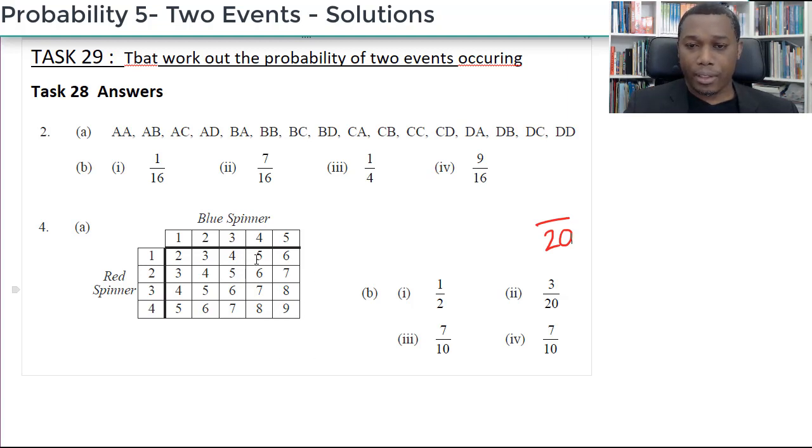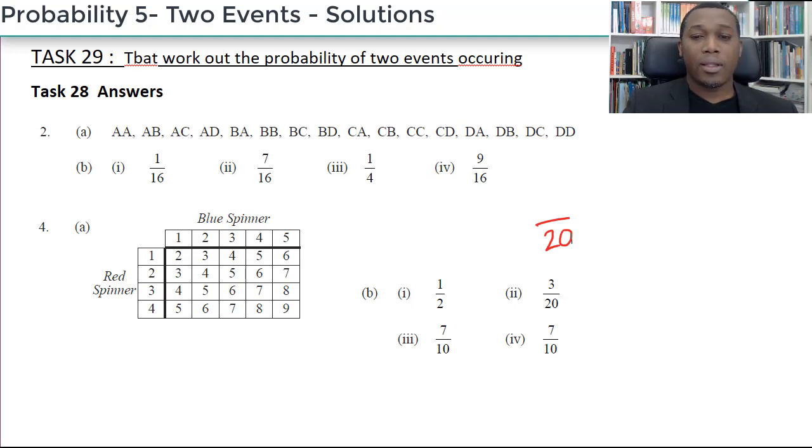Just going across each of these diagonals, you're totaling them up. That would have given you 14 options. 1, 2, 3, 4, 5, 6, 7, 8, 9, 10, 11, 12, 13, 14 options. 14 on 20 is going to give you 7 on 10. And similarly, so that's where that answer is coming from there.